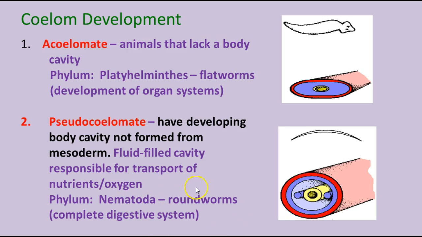What the false cavity allows for is a complete digestive system. As you can see here, this tube running through the middle allows for a complete passage from mouth to anus of food and waste. Acoelomates are going to have an entrance and an exit that happen at the same time, no complete path.